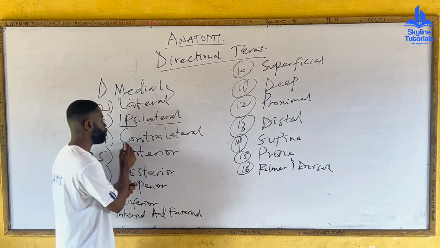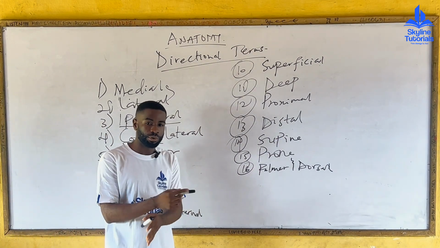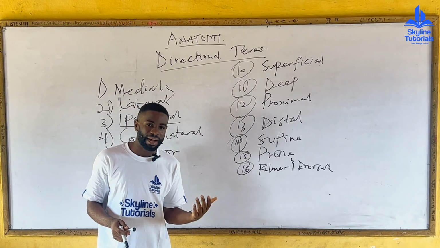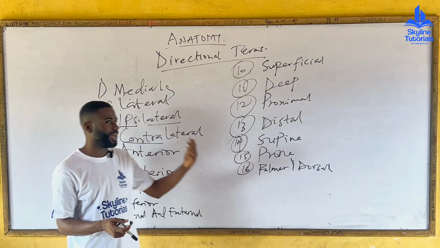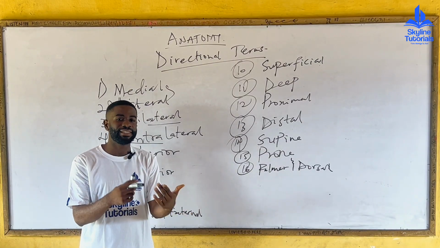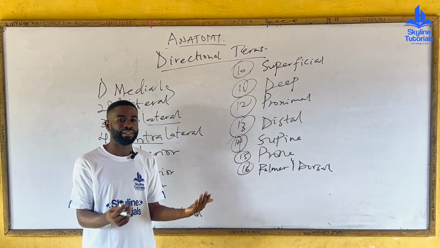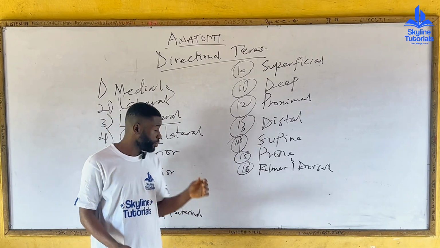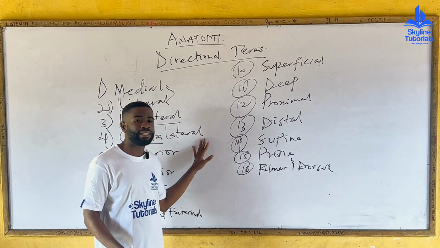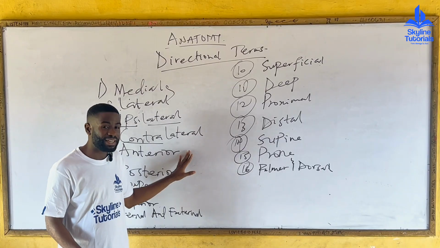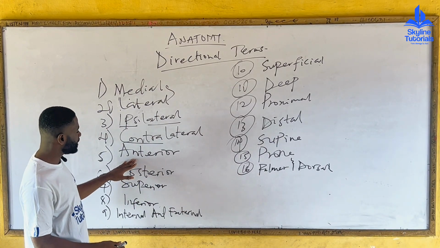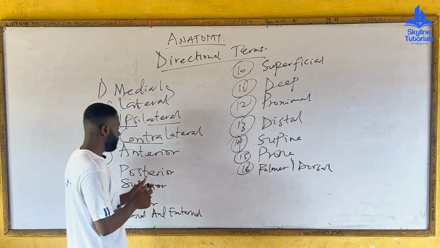Contralateral, contra as in contradict. It is the opposite. Okay, so the upper left limb and the upper right limb are contralateral. They are in opposite directions in terms of side. Remember, lateral simply means by the side. So contralateral depicts structures that are on opposite sides. Take note of that.